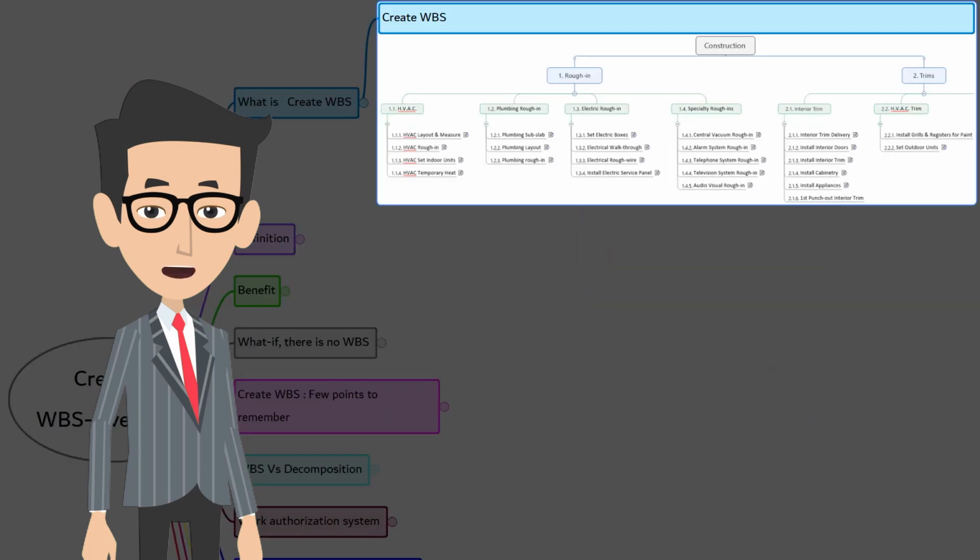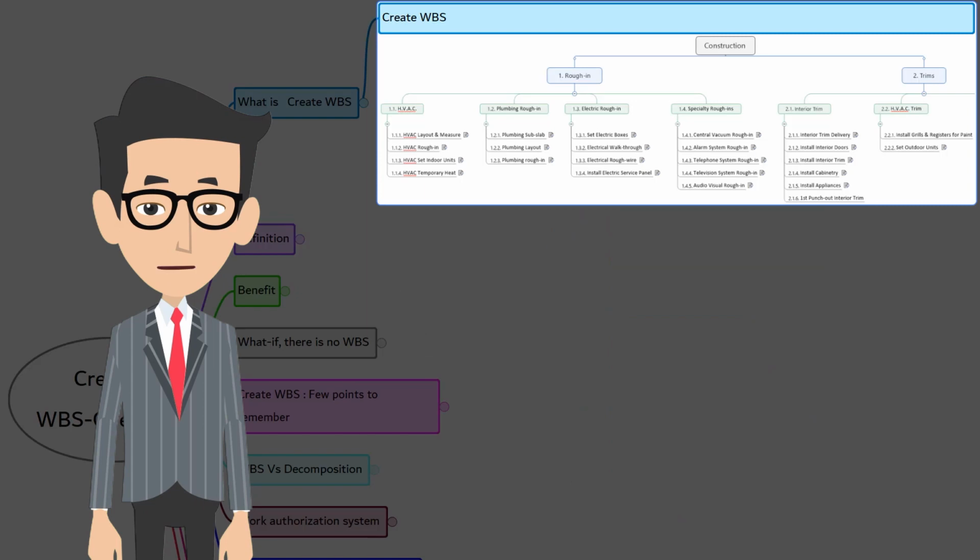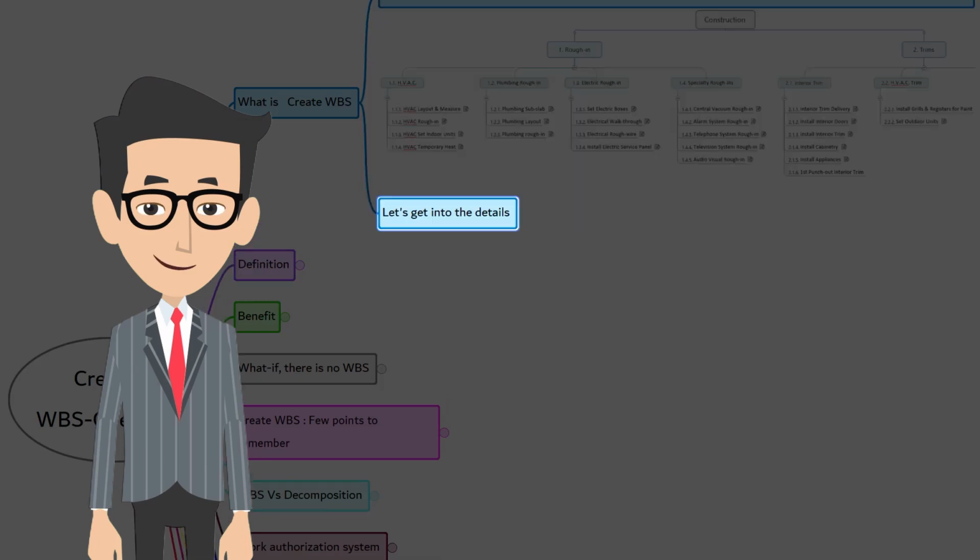I'm sure you'd have created a detailed list of activities like this one. You have a big scope on the top and you divide the scope into smaller deliverables as you go down. Let's get into the details.